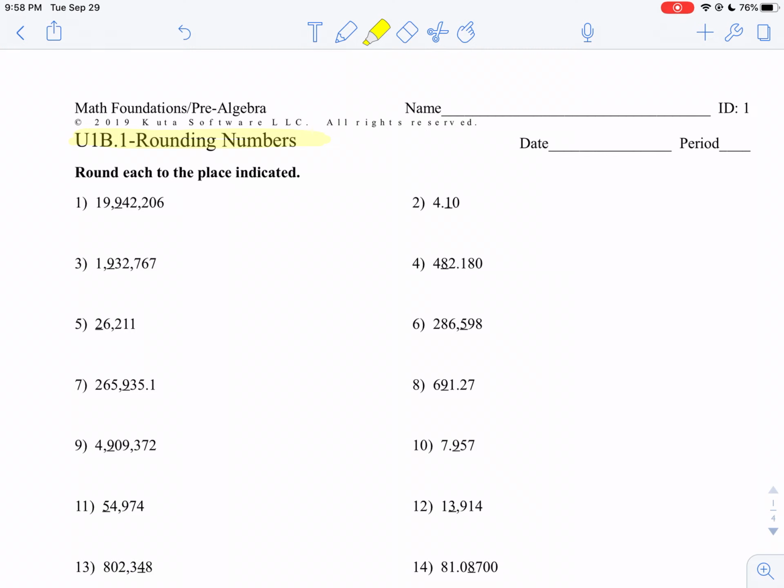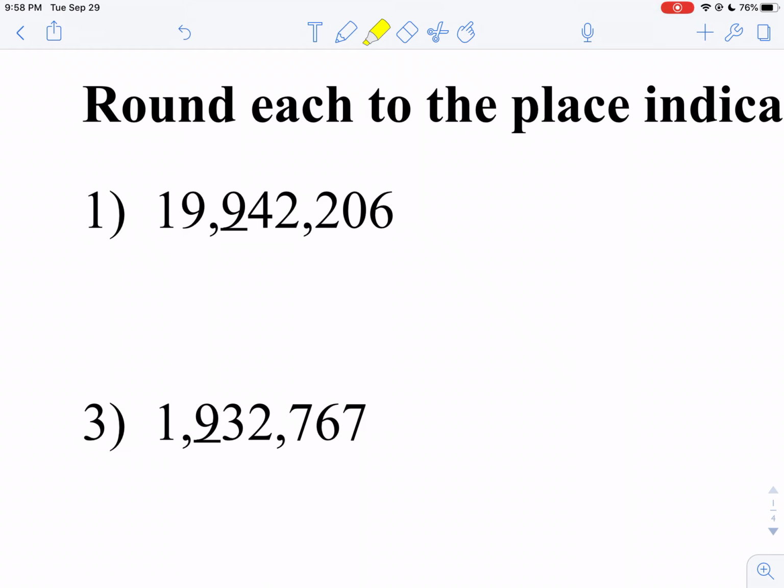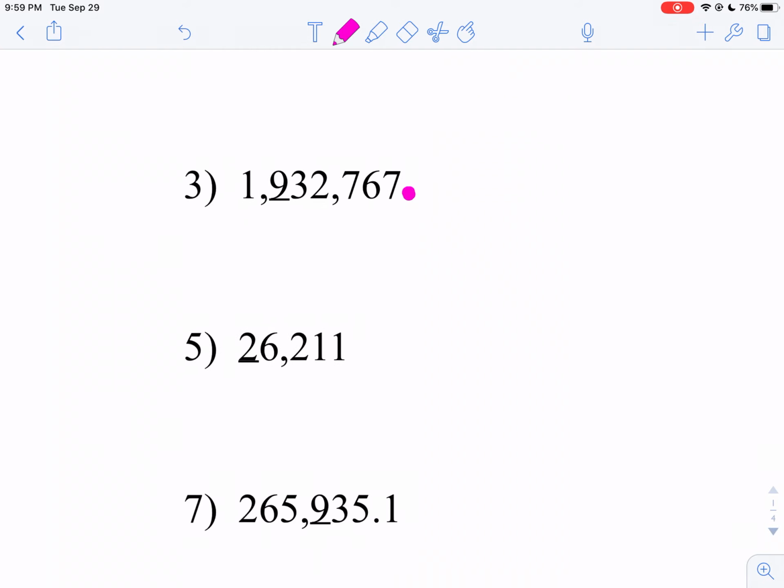So first of all, if you want to do a problem, always find out where the decimal point is. If it doesn't have one, then that means that the decimal point is after the last digit. So for example, in number 1, I don't see a decimal point, so that means the decimal point is right after that number. Number 3, I don't see a decimal point, so the decimal point is after the 7.